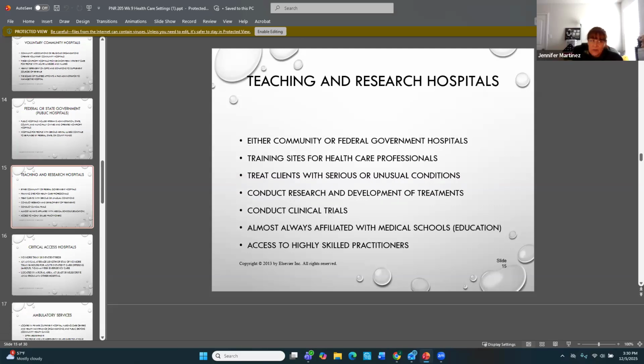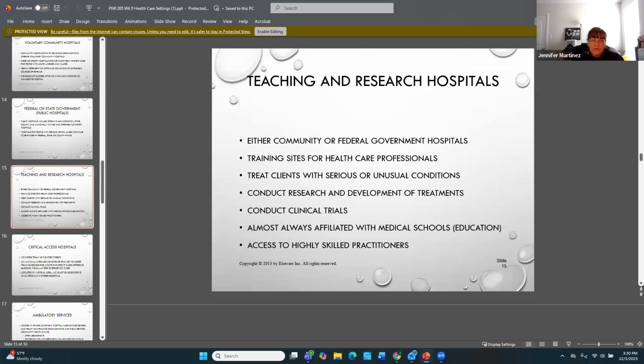Then we have teaching or research hospitals. Both community hospitals and federal government hospitals can be teaching and research hospitals. Their goals are to treat clients that have serious or unusual conditions. They're also training sites for healthcare providers, nurses, and other healthcare professionals. They also look at research and developing new treatments for diseases, and health promotion strategies for how to deliver low cost, high quality care.